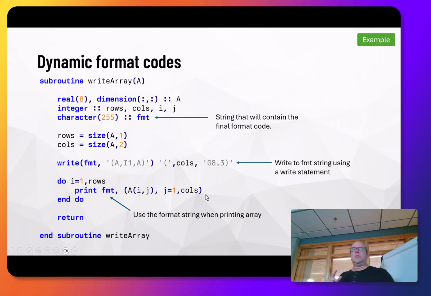But there is something not working with this one. This only works up until you have 10 columns, then it doesn't work anymore, because you have this I1. So if you want to make this completely dynamic, you need to have if statements here for how many positions you have in your integer. So you have to have I2 here, or I3, I4. But this is the idea that you can create them dynamically by writing to a string and then using that string as the format code.